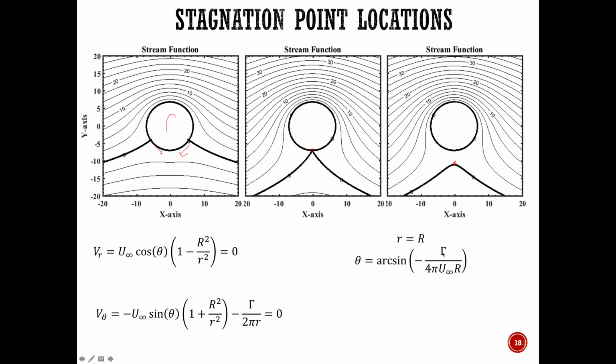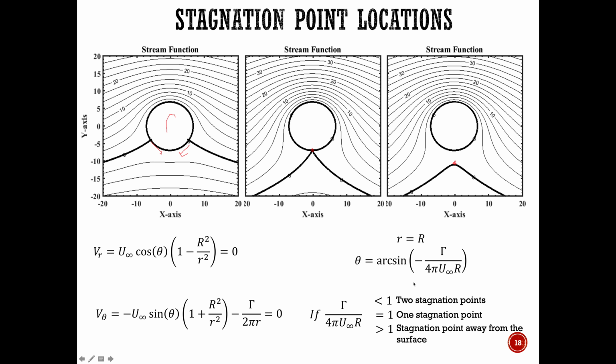So if this value is less than 1, then you have 2 stagnation points. If the value is equal to 1, you have 1 stagnation point. If this value is greater than 1, then you will see that the stagnation point moves away from the surface. So when you program this in your code, make sure to change the values of this gamma and try to generate flow fields that look like these, and check whether this condition holds. Okay, so again, it's a fun exercise.